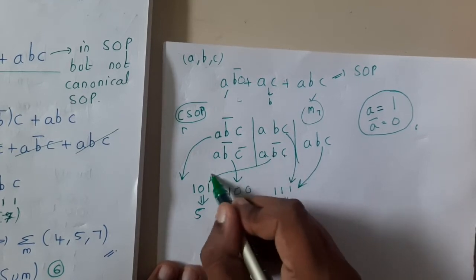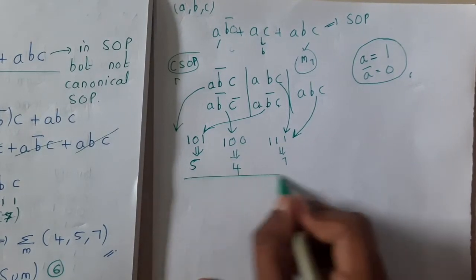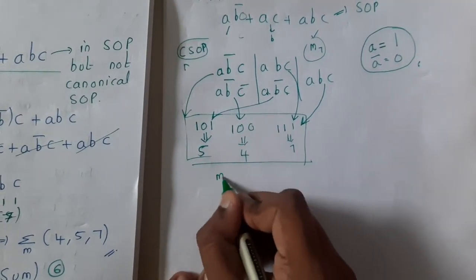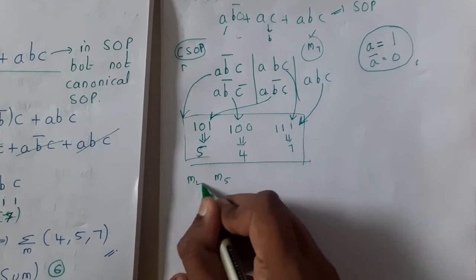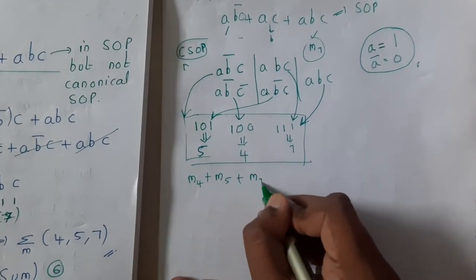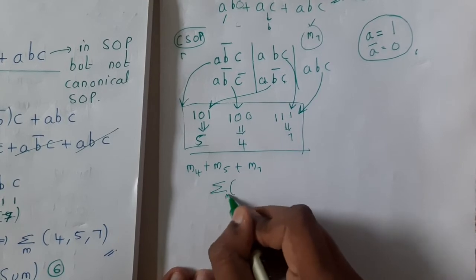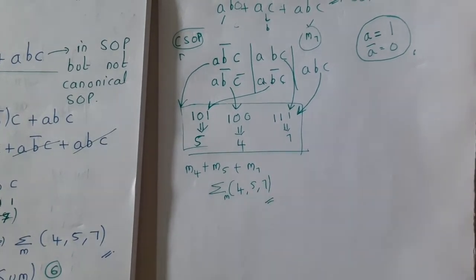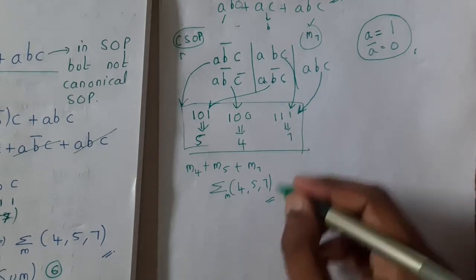That's also there. So basically at the end we are left with only 3 min terms, you can say. That is nothing but min term 5, min term 4 and min term 7. So at the end you can write sigma of min terms 4, 5 and 7. This is the final expression, or the canonical expression, for our given expression, guys.